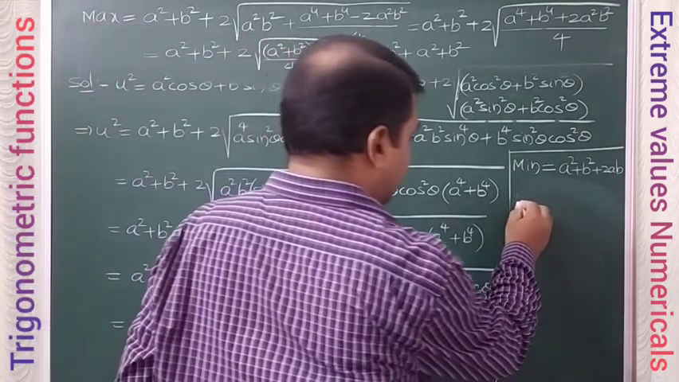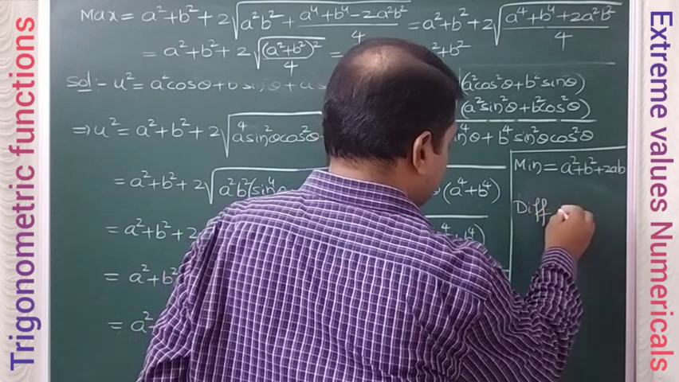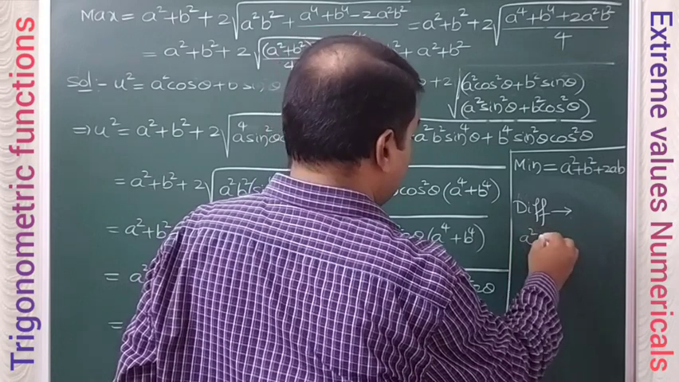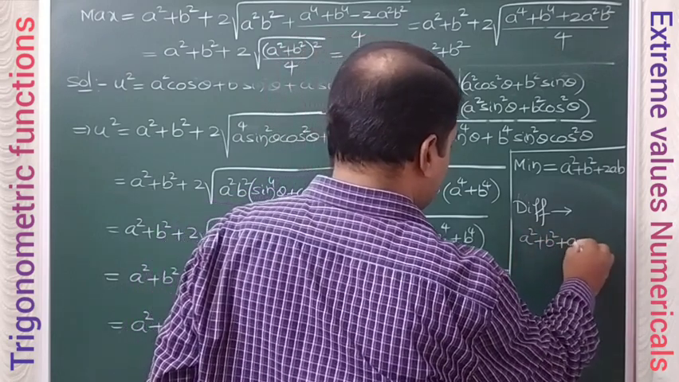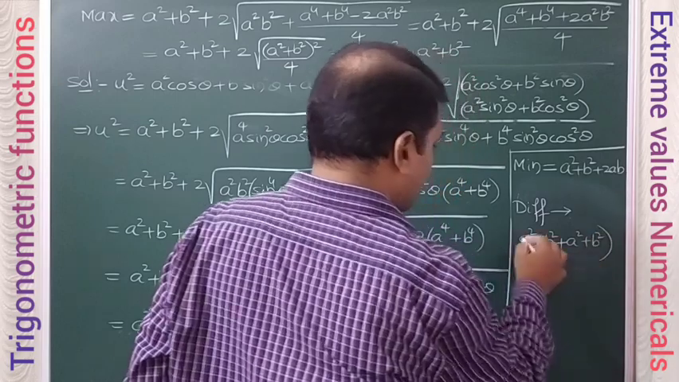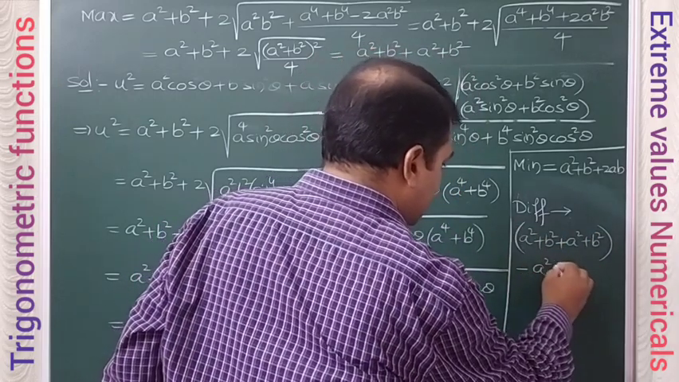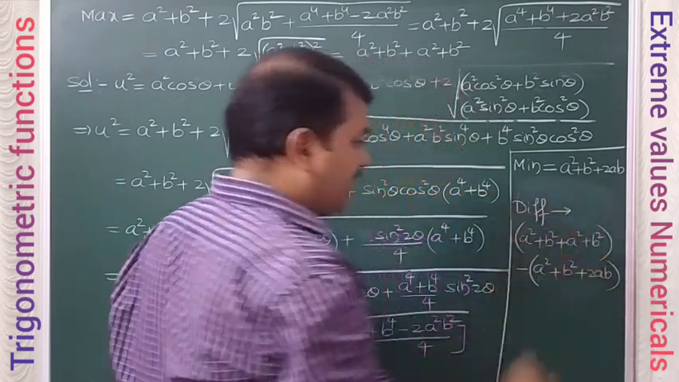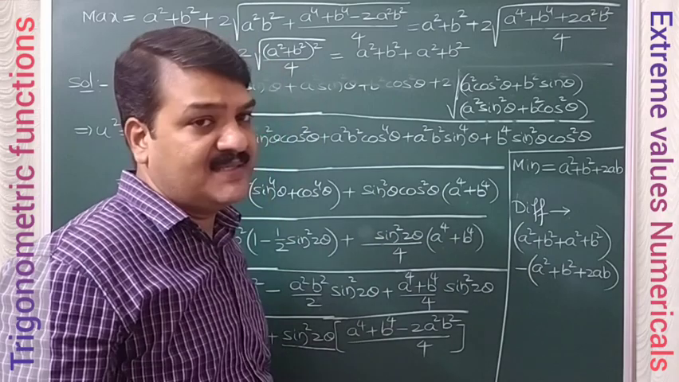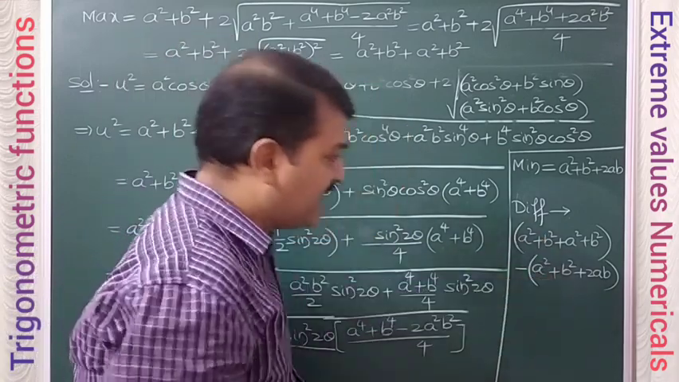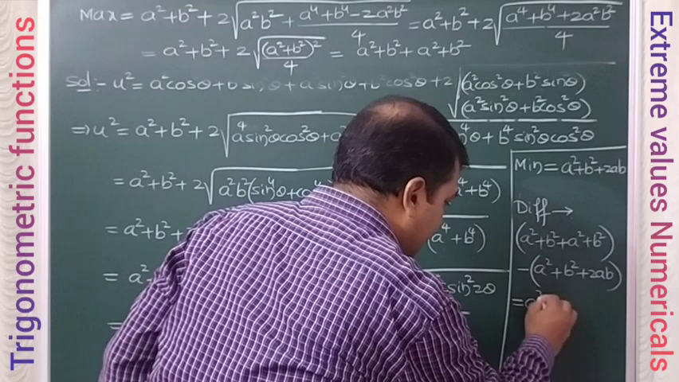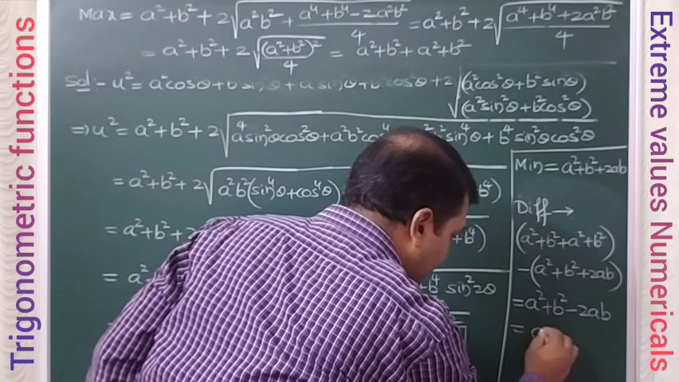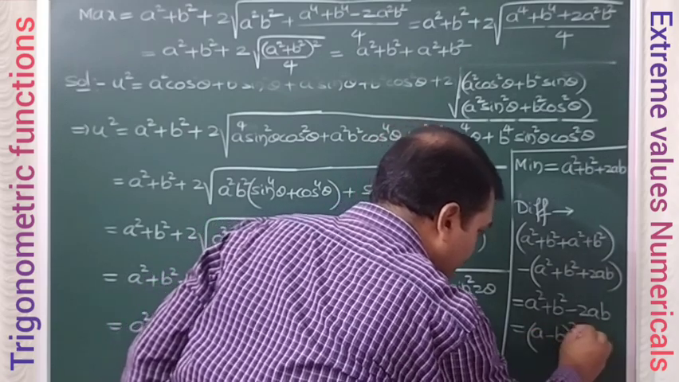Okay, so difference I will write here now. What is the difference of the maximum and minimum values? Maximum value is a square plus b square plus a square plus b square. Minimum value is a square plus b square plus 2ab. So difference of maximum and minimum will be like this. So a square plus b square can be cancelled here. So what is left? A square plus b square minus 2ab is left. That means a minus b whole square.